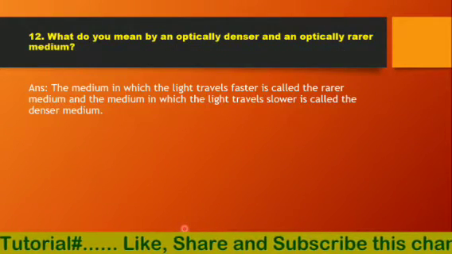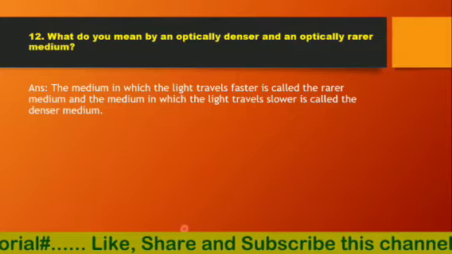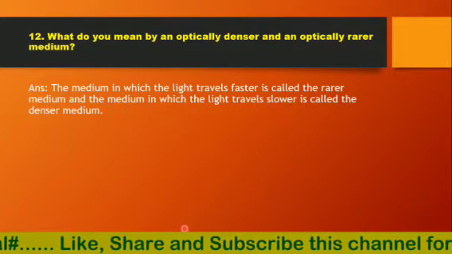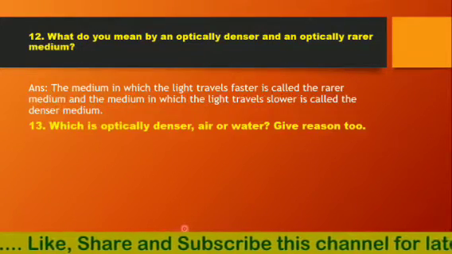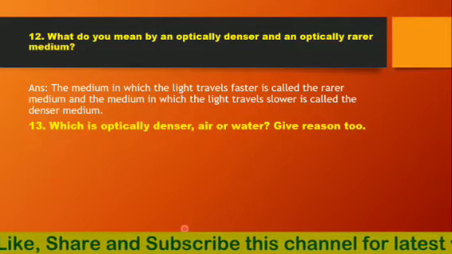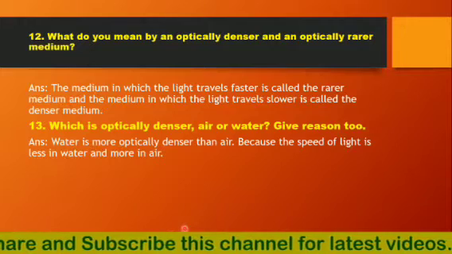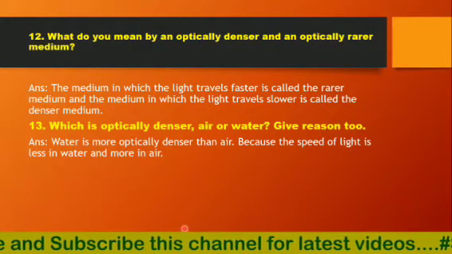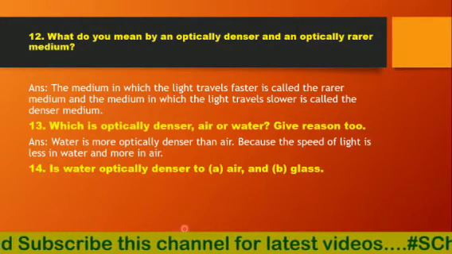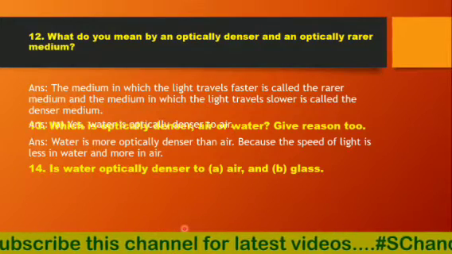Then we have: what do you mean by optically denser and optically rarer medium? The medium in which light travels faster is called the rarer medium, and the medium in which light travels slower is called the denser medium. Which is optically denser, air or water? Give reason. Water is more optically denser than air because the speed of light is less in water than in air.